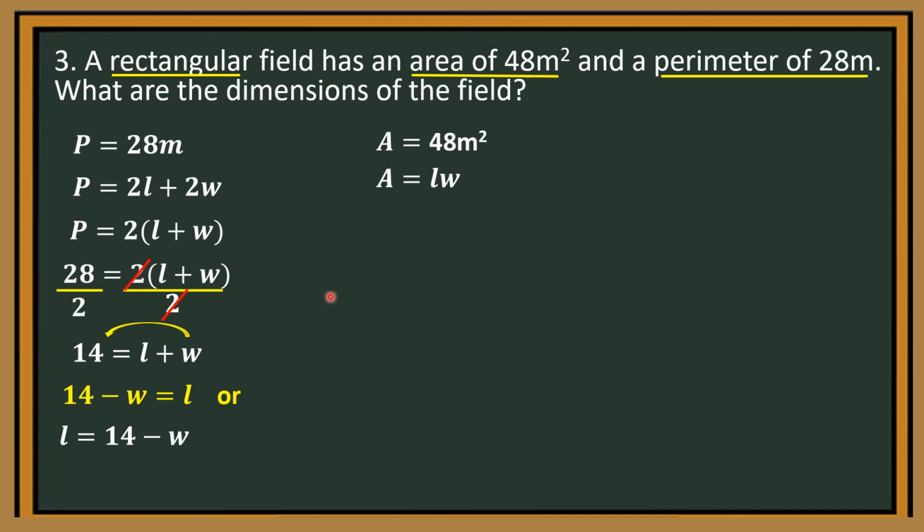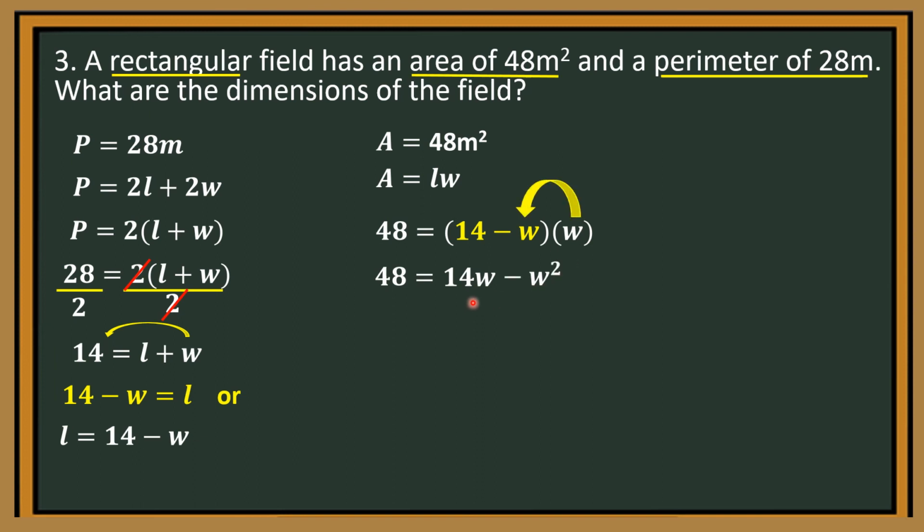So, this is now the length. Then, let's go to the area. Substitution. Area natin, which is 48. Ang length natin, this is 14 minus W. This one. And then, width, this is W. This is now the equation. Let us simplify. Just copy 48. Then, multiply this. W times 14, that is 14W. Negative W times W, that is negative W squared.